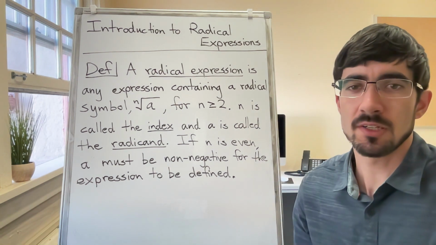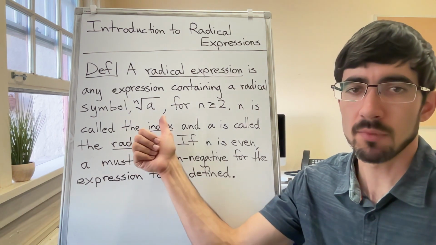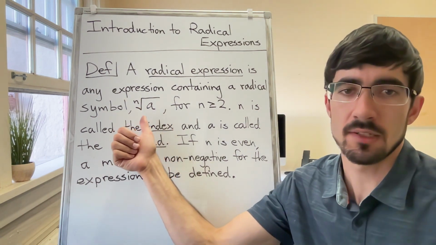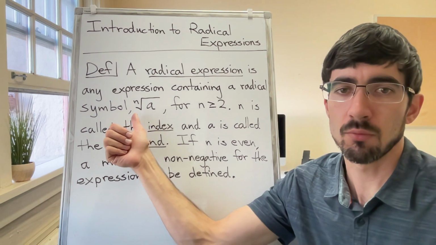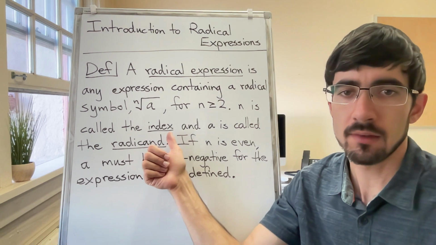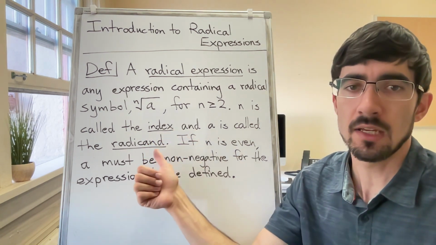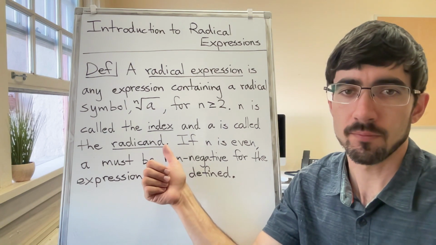So a radical expression is any expression that contains a radical symbol. It might look something like this. We read this expression as the nth root of a. N is called the index. That indicates what type of root we're taking. And a is called the radicand.